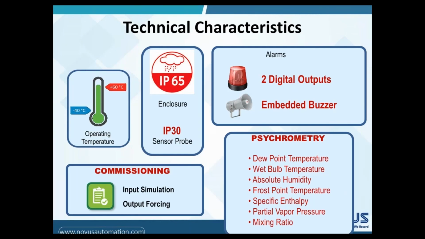The operation range for RHT climate is from -40 to 60 degrees. The IP rating for the enclosure is IP65. Because the RHT probe must have contact with the medium, it has a lower IP rating, reaching IP30.